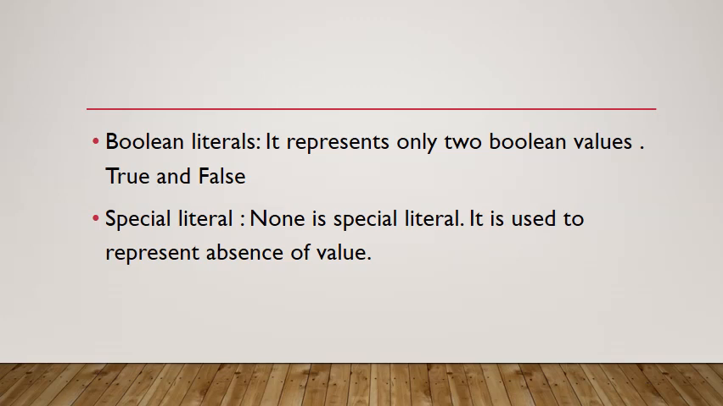Next literal is Boolean literals. It represents only two Boolean values, True and False. And the last literal is a special literal. None is a special literal. It is used to represent absence of value.